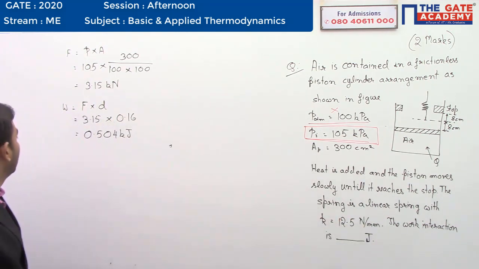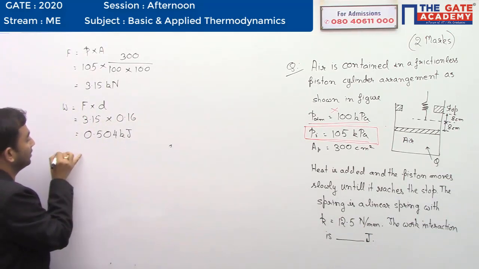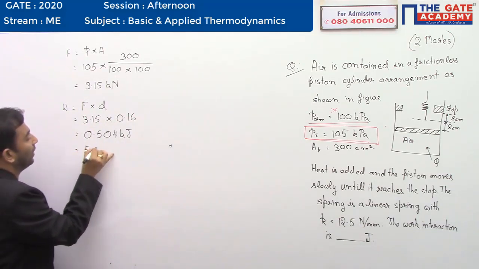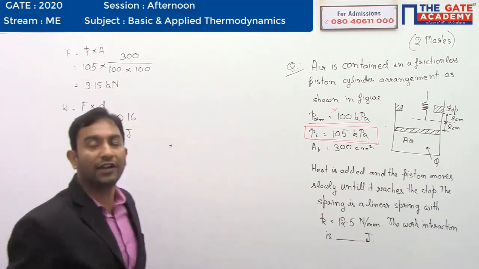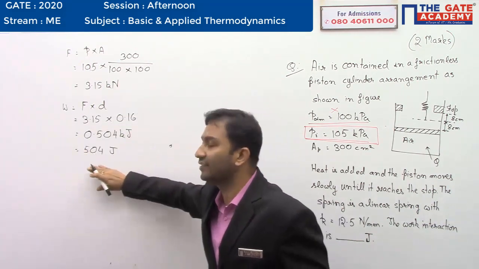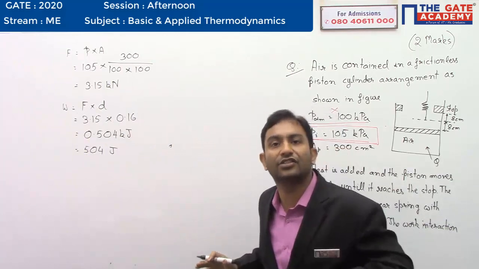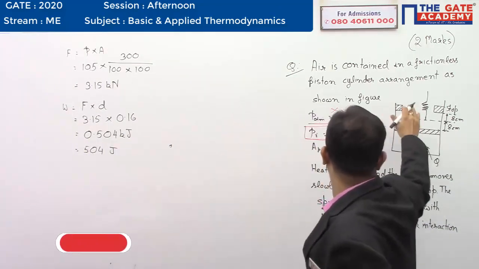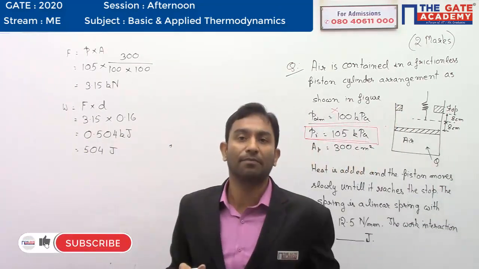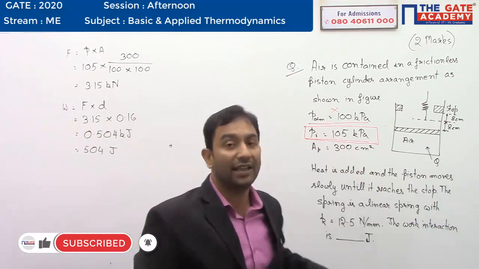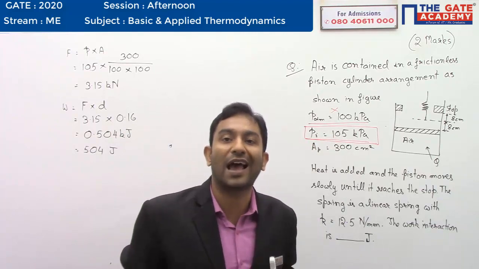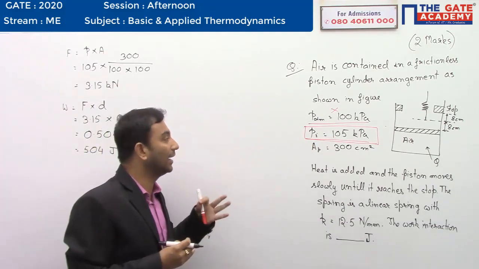Now they are asking me the answer in joule, so I'll find out this answer in joule. I'll get 504 joule. Very good. This 504 joule is nothing but the work done against the atmospheric air and the weight of the piston. Now let us see the second work done by the air, which is against the spring. So we'll have to find out the work done against the spring.